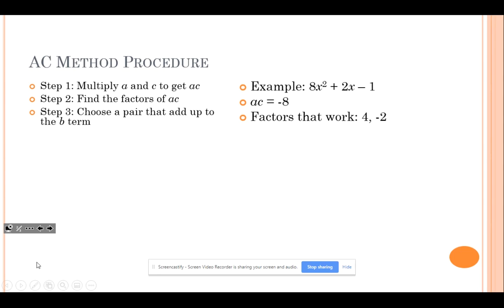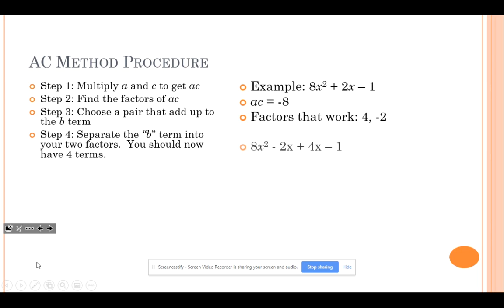The next step is I'm going to make my trinomial into a four-termed polynomial. I'm going to separate the b term using my two factors. At that point, I'll have 4 terms. So the b term, which is positive 2x, will become positive 4x and a negative 2x. At this point, I'm going to continue with my factoring by grouping procedure.